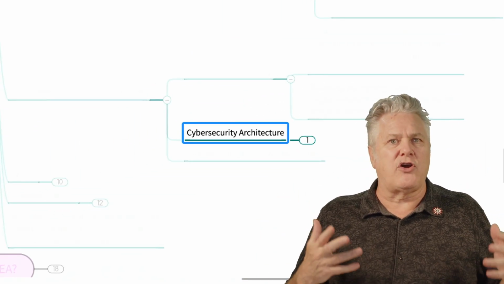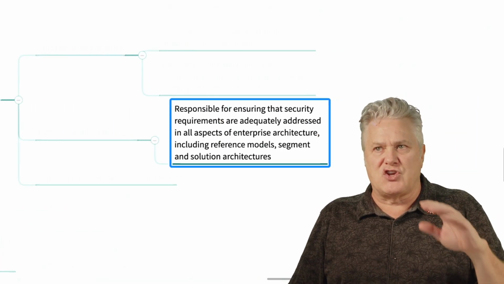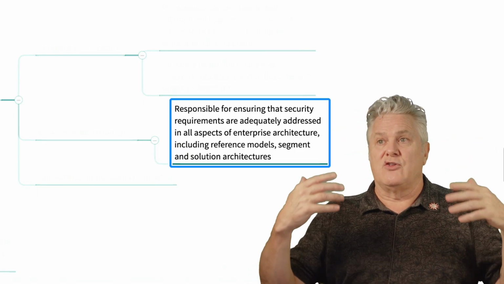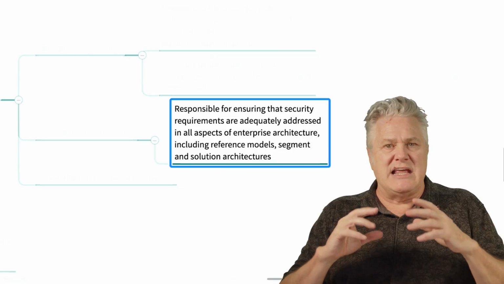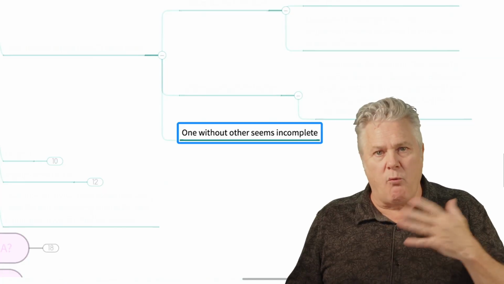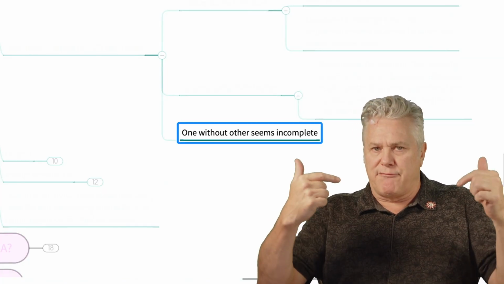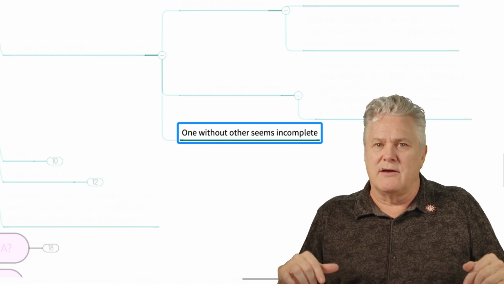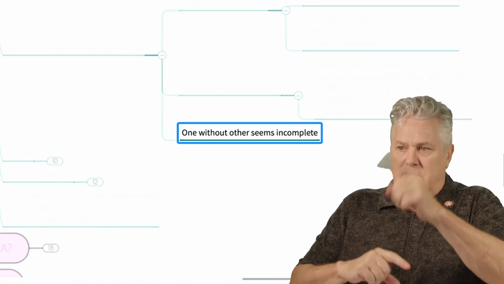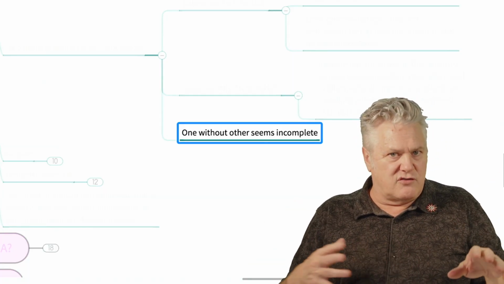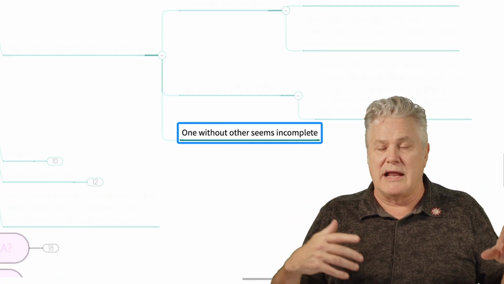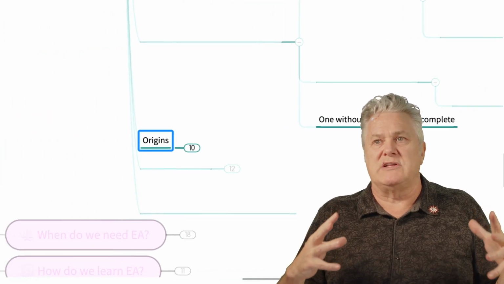Then there's the cybersecurity architect, and they're responsible for making sure the security requirements are adequately addressed on top of all that technology, including all the reference models, the segmentation, and any kind of solution architectures that are going to be produced at this point. Now, I think one without the other seems incomplete, but for what we're talking about here, we're only going to talk about enterprise architecture. I'm going to point to security and say that's where that comes into play. That's another discussion. So just focus in on the technological process, the person that is doing it, and the components that we try to join together.